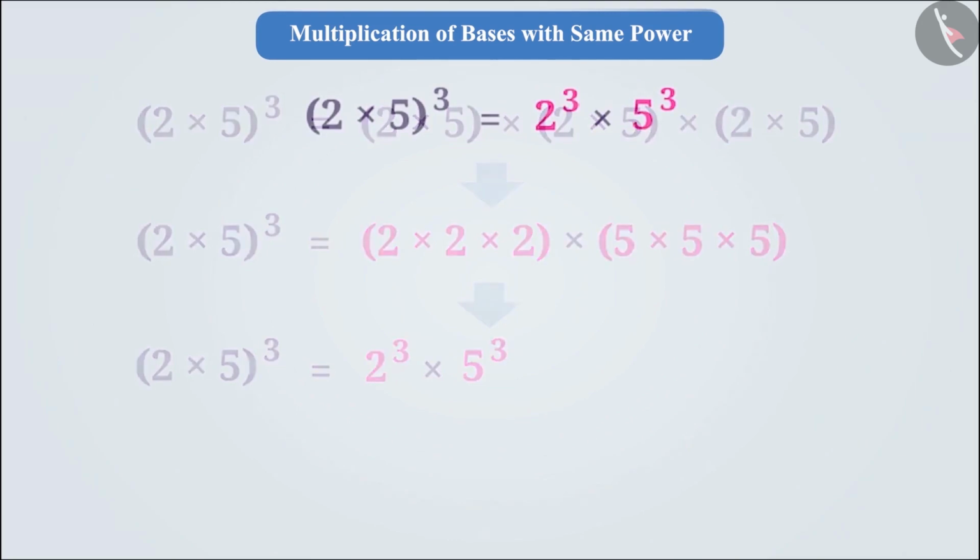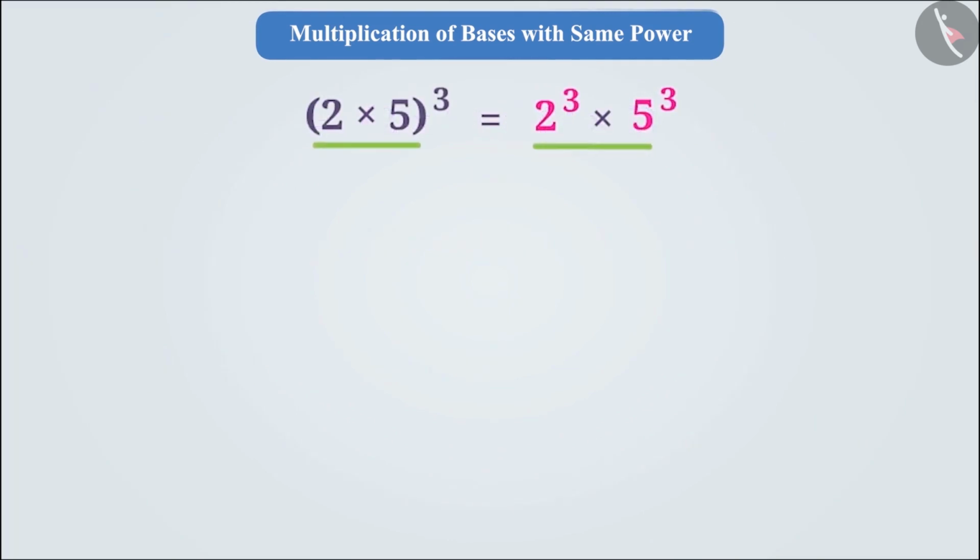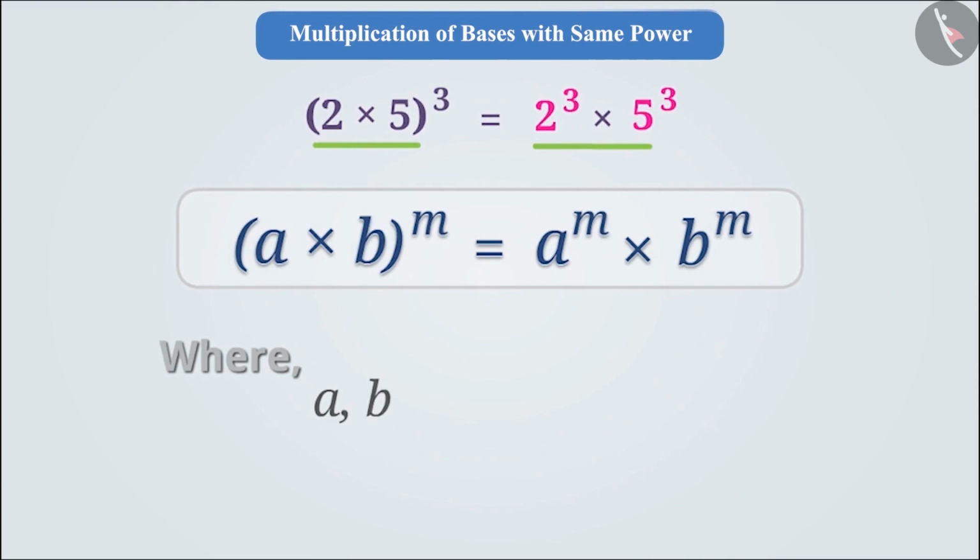Now, by looking at the right-hand side and left-hand side, we can say that if a and b are both non-zero integers and m is a whole number, then the expression a multiplied by b, raised to the power m, can be written as a raised to the power m multiplied by b raised to the power m. That is, the combined power for multiplication is the power of each term separately. We can also say that the power of the brackets is the power of all the terms written inside. With this understanding, will you be able to formulate a rule for the division of bases with the same power? Pause the video and practice.